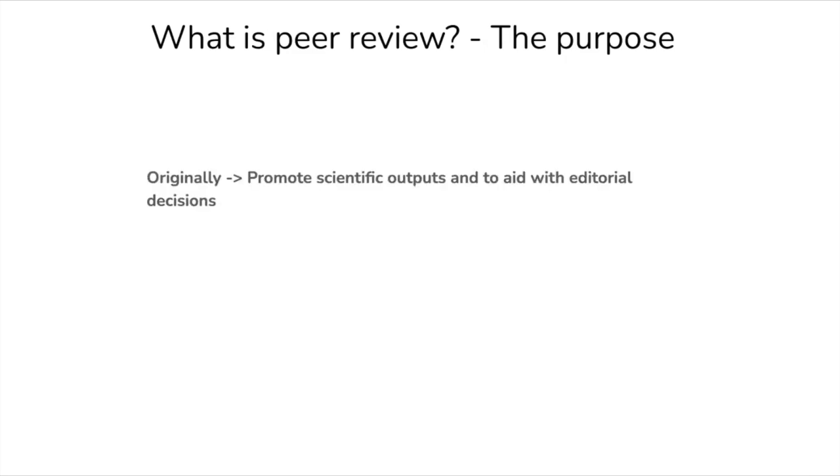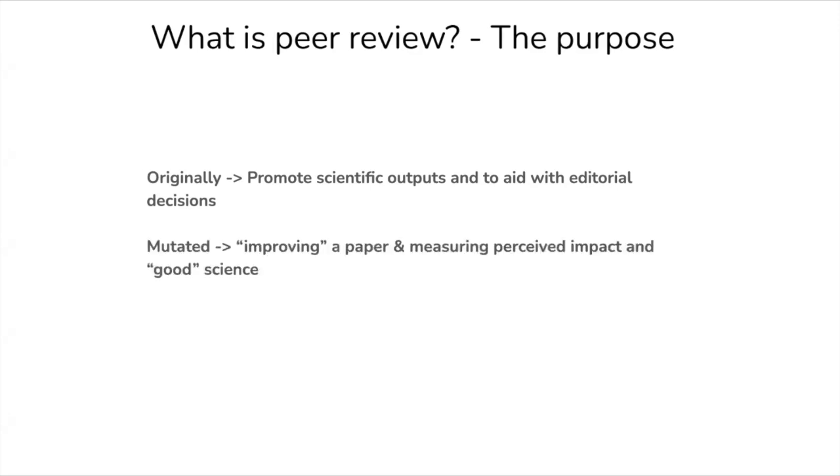And so I think we can distill this into 3 points here. Originally, I think the purpose of peer review was more to promote scientific outputs and to aid with the editorial decisions. And this is that historical peer review I talked about. And I think this mutated into this idea that it's actually more about improving a paper and measuring impact and whatever good science actually is. And that, I think, is to the detriment of science.